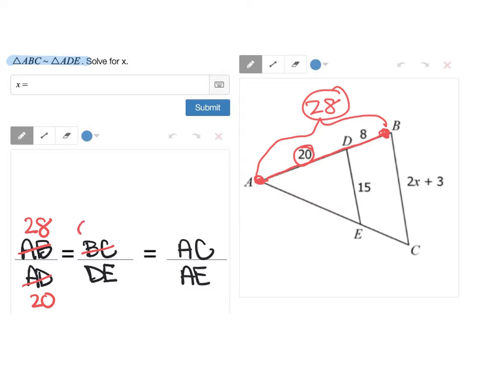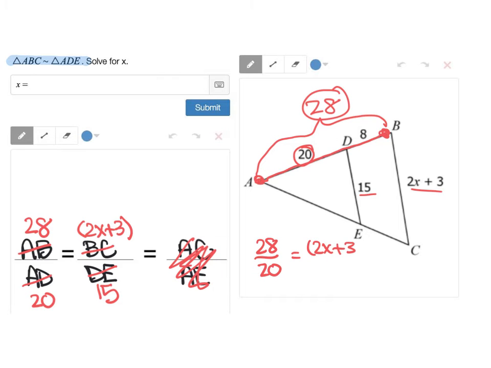BC is 2x plus 3. So again, make sure you group that. And DE is 15. And then I don't need this last one. So I have 28 over 20 equals 2x plus 3 over 15. When I cross multiply, that gives me 20 times 2x plus 3 equals 28 times 15.